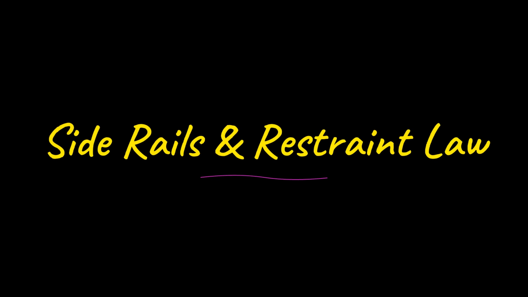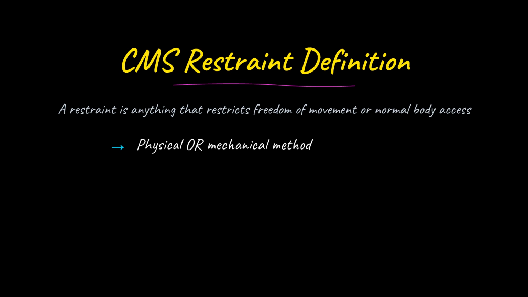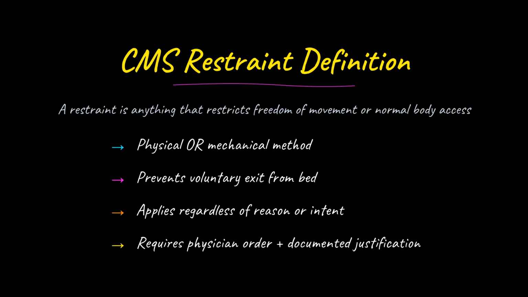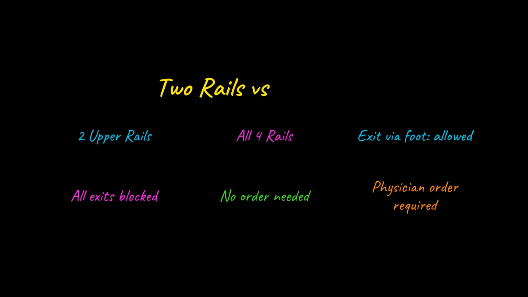Understanding the dividing line between a fall prevention aid and a regulated restraint tells you exactly what actions are required and by whom. The Centers for Medicare and Medicaid Services define a restraint as any method, physical or mechanical, that restricts freedom of movement or normal access to one's own body. The single key test is whether the configuration prevents the patient from voluntarily leaving the bed. Intent and reason are irrelevant to that test.